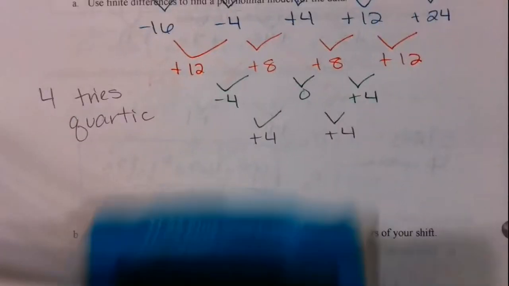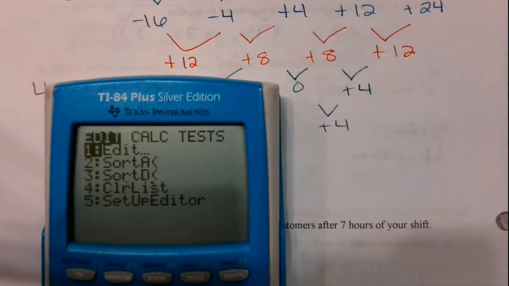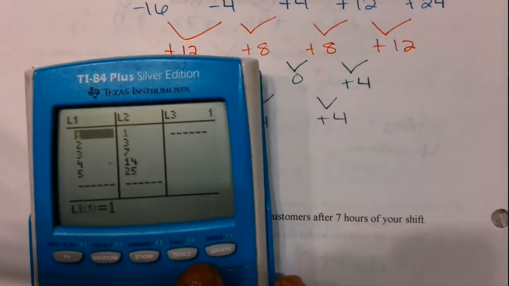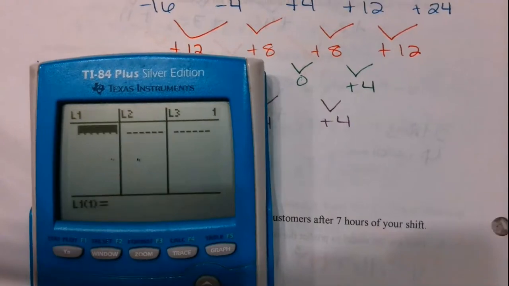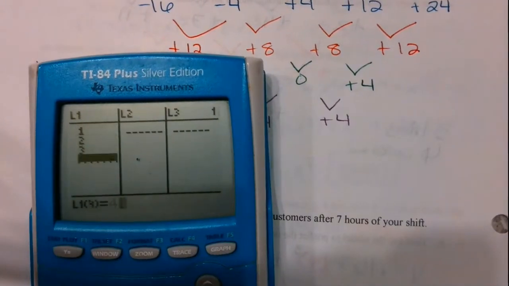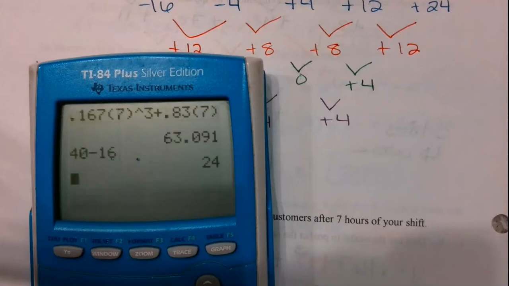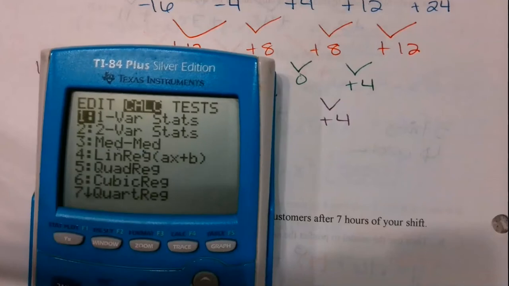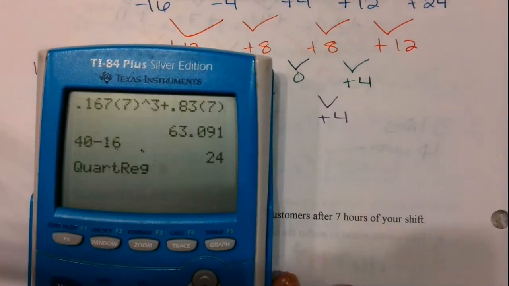So I'm going to go in. I'm going to type this into my table of values. I'm going to clear out my list. Oops, that was 4. And this time when I go to stat calculate, I want the one that says quart regression. I pick that and I press enter.